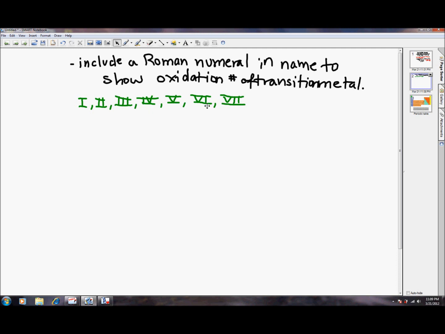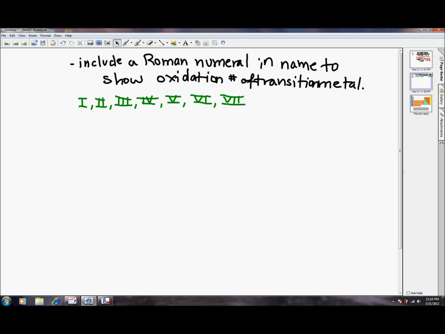Don't get 4 and 6 confused. Students tend to do that. Remember 1, 2, 3, and then when you go from 3 to 4, replace the last 2 with the V. So this is 4 and this is 6. Don't get them mixed up because they mean 2 different things.